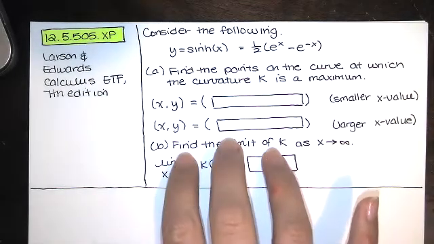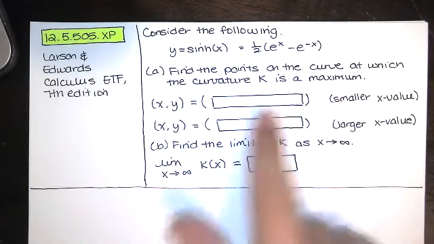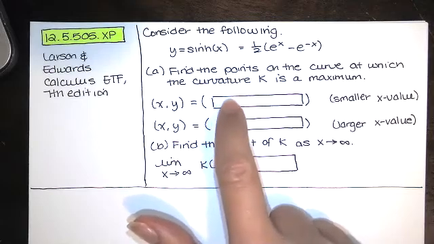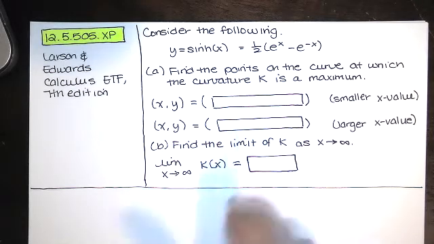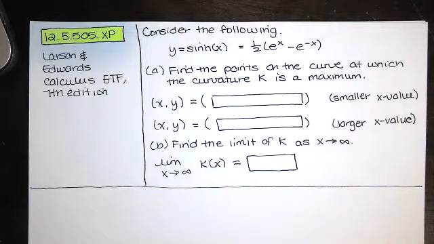Now this is what you'll see in WebAssign. You'll see an ordered pair (x, y), and they've got parentheses already typed in there and then a blank. So you have to enter the x and then the comma and then the appropriate y value. So you're going to do that for both of those. Those are the locations where the curvature is at maximum on this hyperbolic sine function.